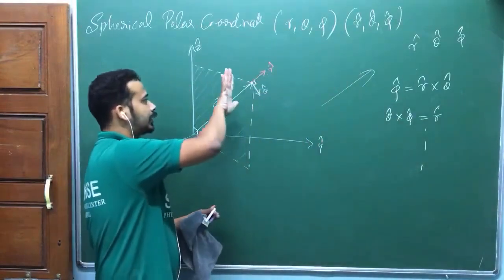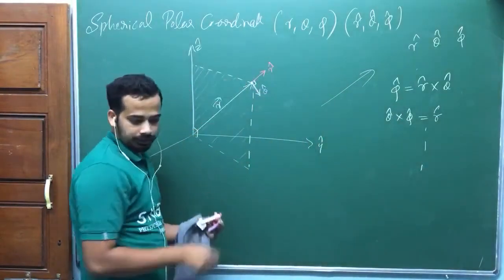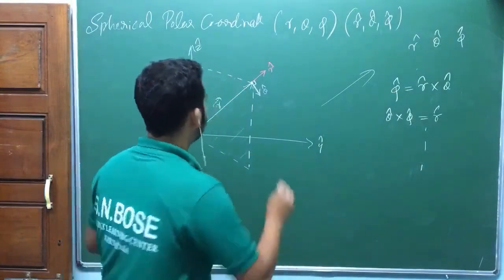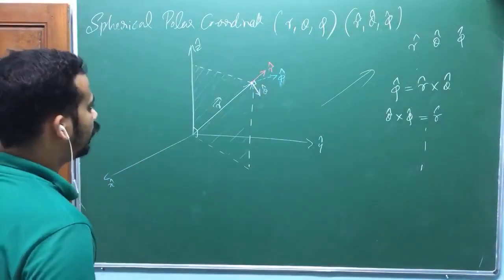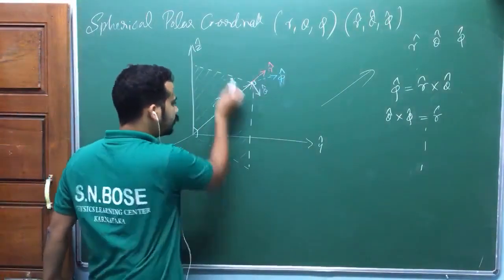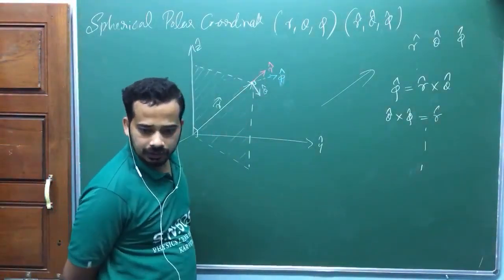Am I right? R cap dot theta cap, that will be some other direction. Is that okay? You can just take it like this. Now this phi cap is perpendicular to this plane, whatever I have drawn. Can you grab this imagination?